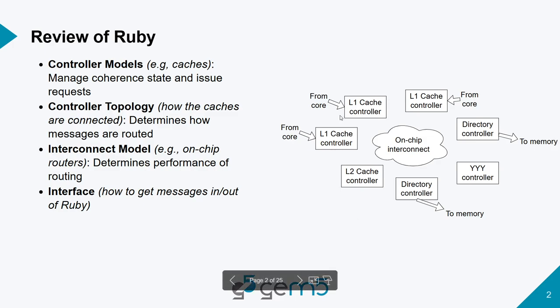In Chai, we have a bunch of different cache controllers that are configured different ways. So we have all these controllers. And then we have some topology for the controllers, which is how they're connected together, and then an interconnect model. So what we're going to do is dive into this on-chip interconnect and see information about the controller topology and interconnect model.